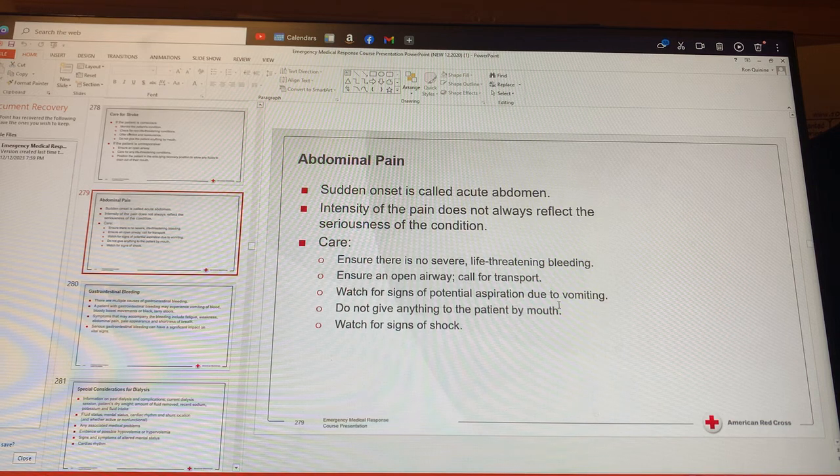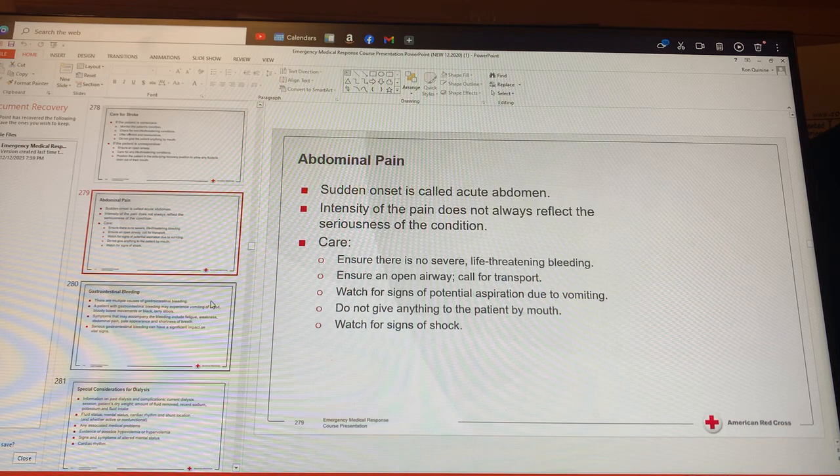Ensure an open airway. Call for transport. Watch for signs of potential aspiration due to vomiting. Do not give anything to the patient by mouth. Watch for signs of shock. So if someone's having abdominal pain, don't give them anything by mouth.